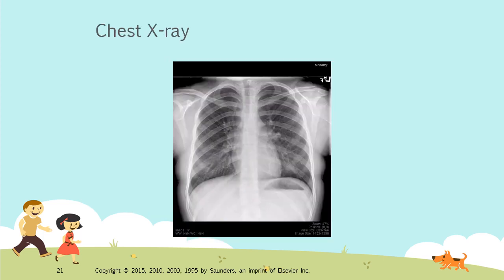Chest X-ray is one of the least expensive, least invasive, and one of the most helpful in pulmonary disease of children. This is a clear chest X-ray with a normal-sized heart and normal-sized lungs. You can see that the ribs are evenly spaced and the clavicles are level.